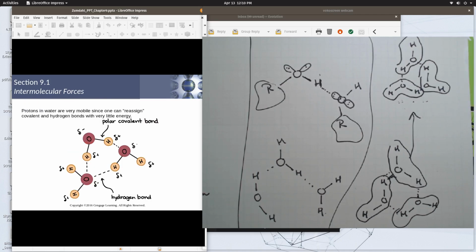This again is just simply a sketch of what I was showing before, that I can reassign the covalent and hydrogen bonds with a cost of very little energy. And this contributes dramatically to the motion and mobility of charges and protons in a hydrogen bonded network, especially a hydrogen bonded system such as water.